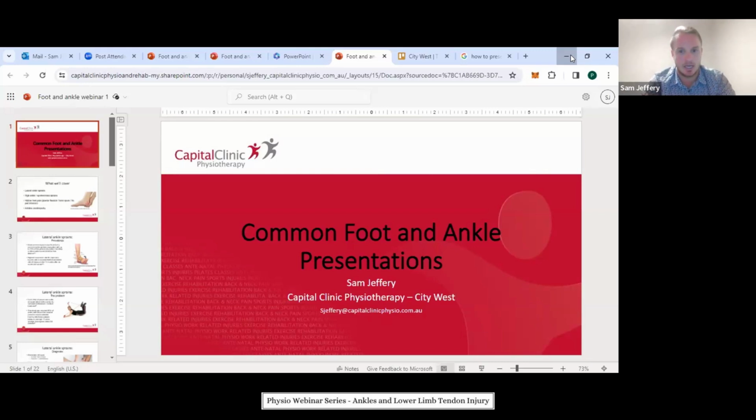Because when we consider other areas of the body, particularly something like the lower back, if a GP, physio, or other health professional mentions the word disc, often a patient can have this catastrophizing response due to the perception of the severity that can come with lower back injuries.